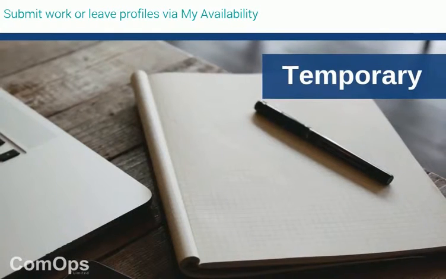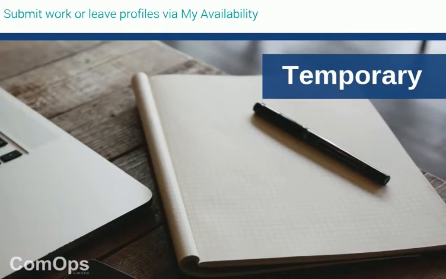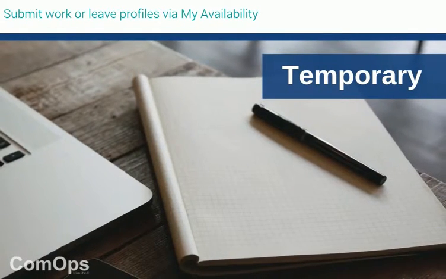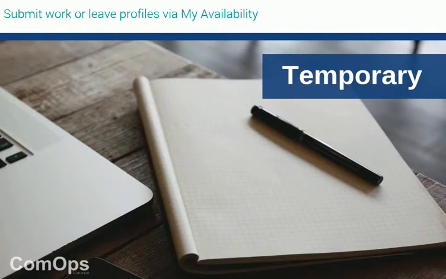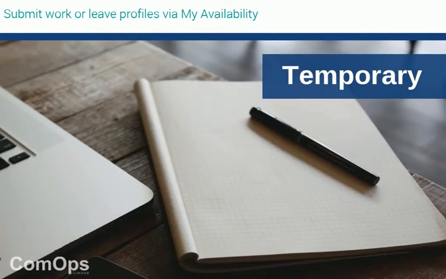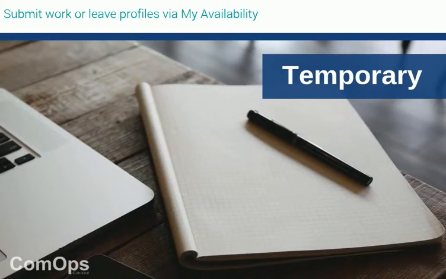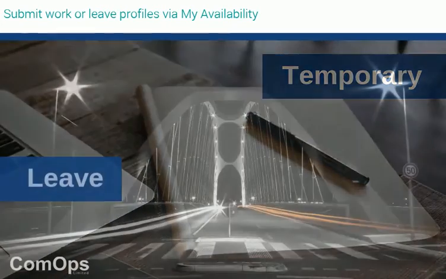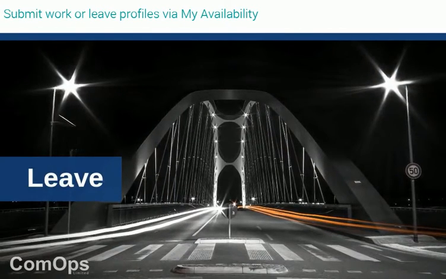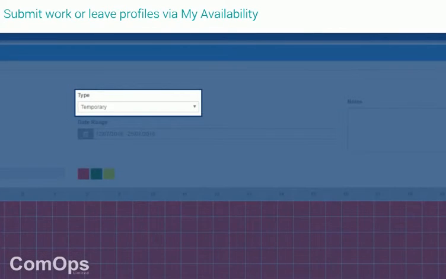Temporary. This option lets you inform your manager that you need a one-off change for a defined period of time without changing your default availability profile. For example, when you apply for a single, one-off change to your normal availability. Leave. Choose this option to apply for annual leave, sick leave, or any other absence from work.